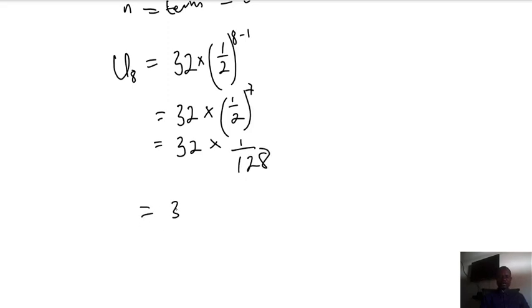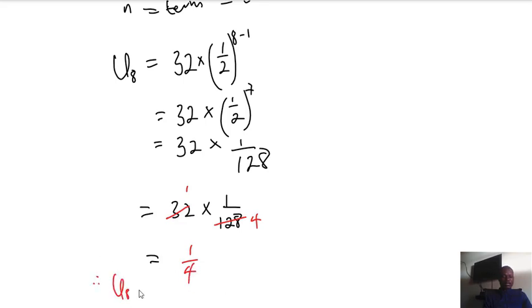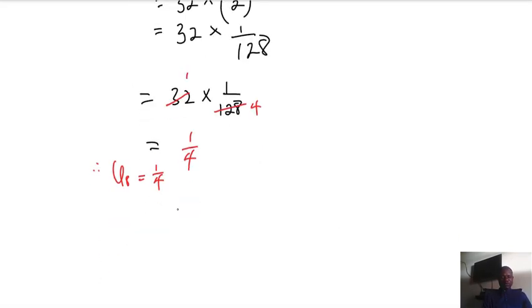So we are going to have 32 times 1 over 128. And what will 32 times 1 over 128 give us? Okay. Here, 32 goes into itself 1, it goes into 128 4. So we have 1 over 4. So therefore, U8 is equal to 1 over 4. And this will be our final answer to it.